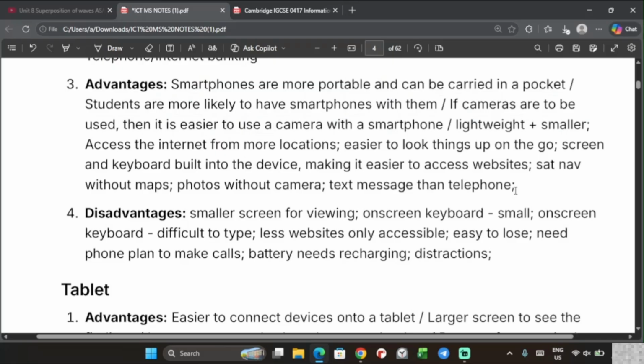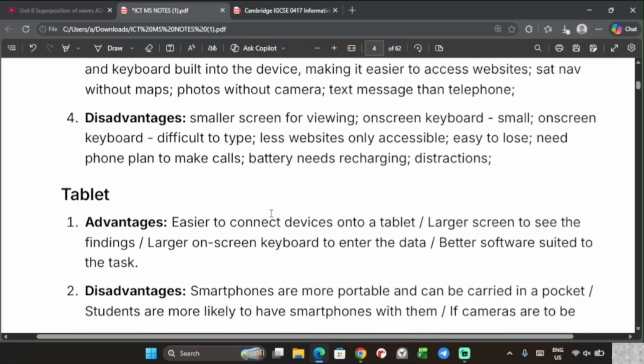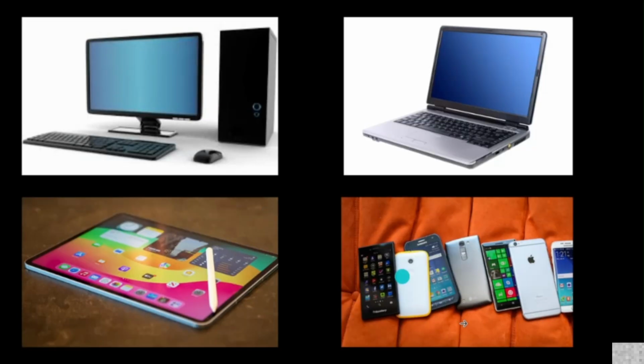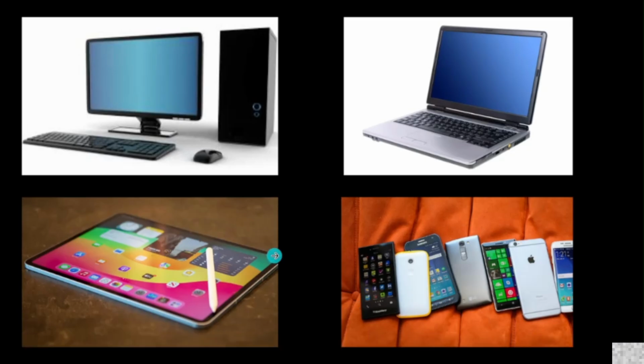Anything you can think of as an advantage for a phone, write it. Disadvantages: the smaller screens make it difficult for viewing and for typing. Now imagine having to type a letter from this phone here. See how small the screen is. The amount of errors you'll make is very large compared to if you use even a tablet or a desktop computer.